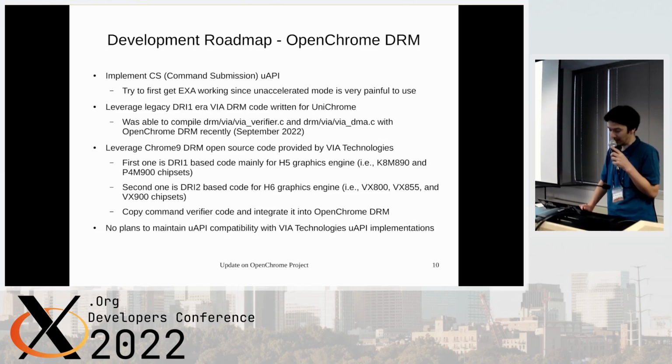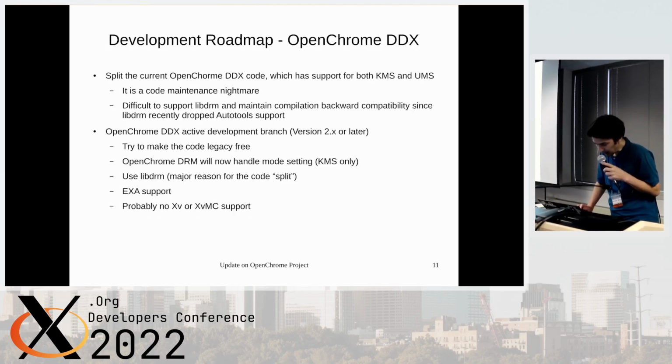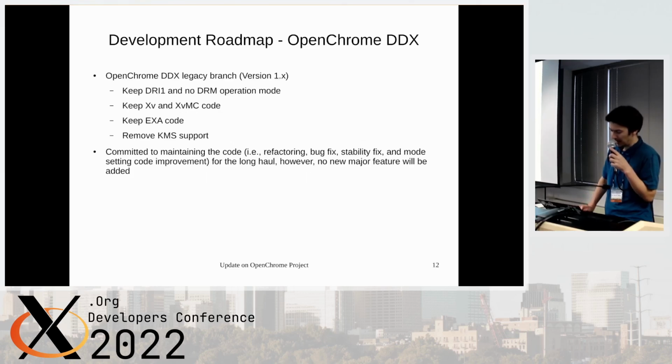On the DDX side, I was planning to separate the active development branch and the legacy branch. Because libdrm dropped autotools support, it's very difficult to support backward compatibility in terms of being able to compile on really old X servers. So I want to drop the legacy stuff and separate the code.